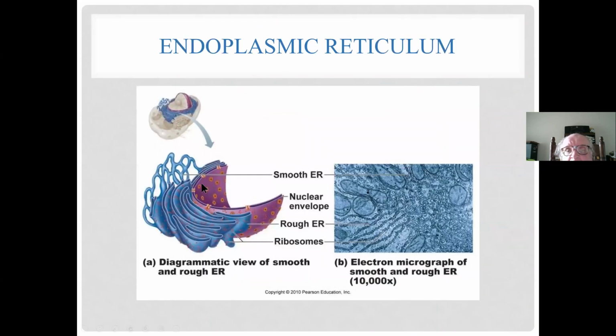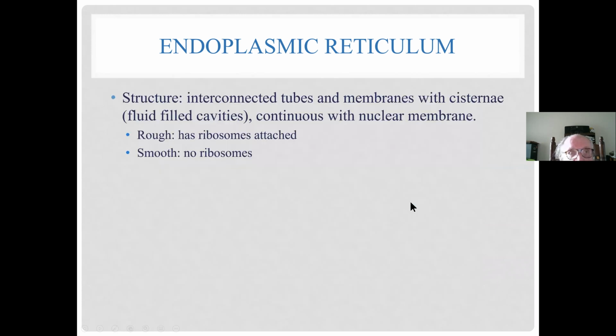All right, we're looking at endoplasmic reticulum. This is rough endoplasmic reticulum, smooth endoplasmic reticulum. This is the nuclear envelope. These are the ribosomes that you can see. They're attached to the endoplasmic reticulum. This is an electron micrograph of smooth and rough. I would never give you a picture of this and ask you to identify that. Even if we're having actual labs, I'd never give a picture and ask you to identify that.